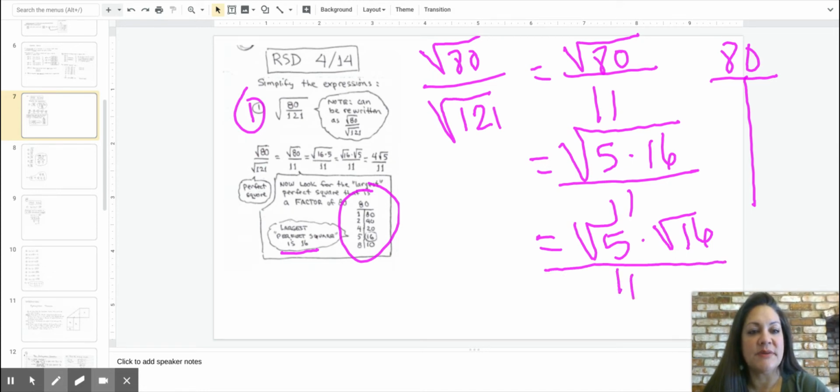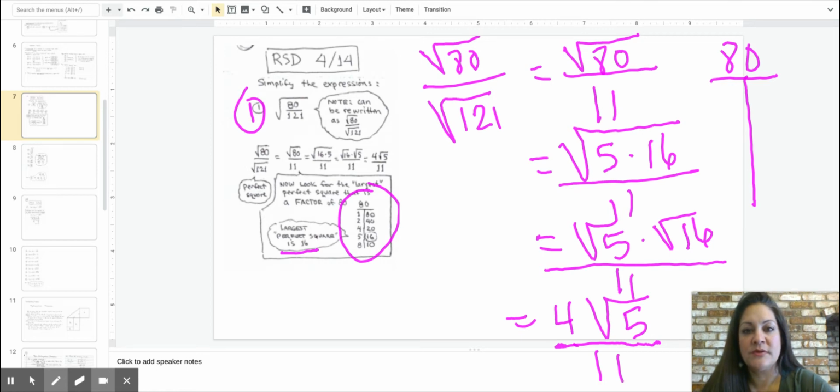So that gives me 4 times the square root of 5 over 11. And woohoo, same thing that's right here. Okay, there's number 1.